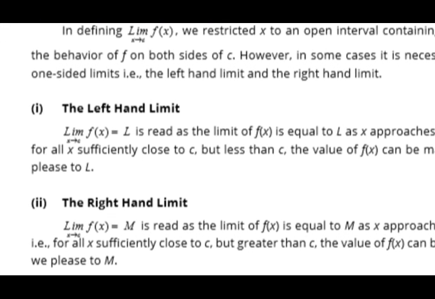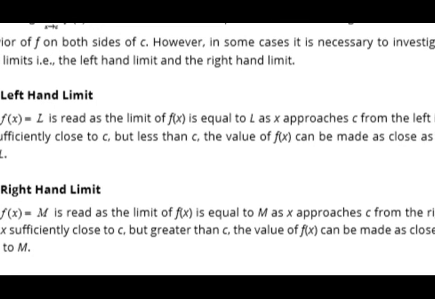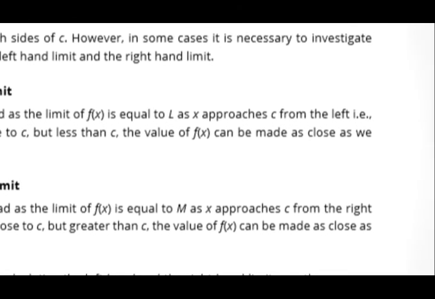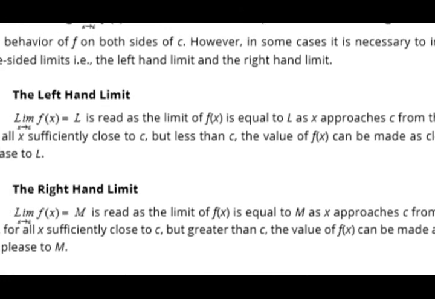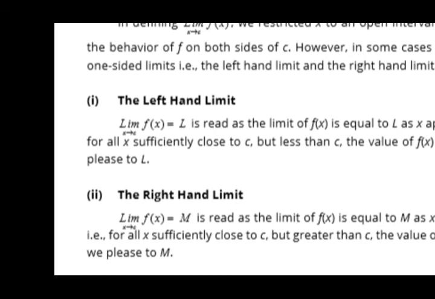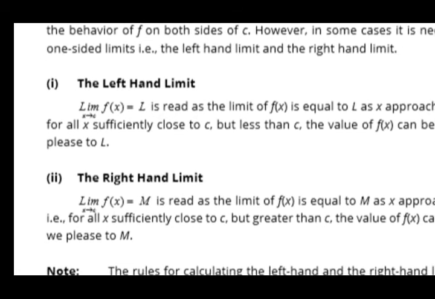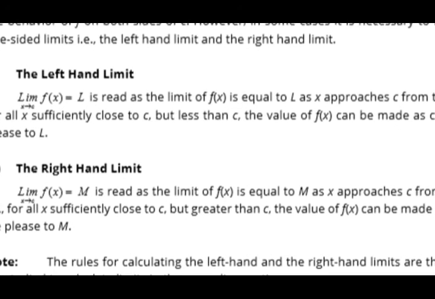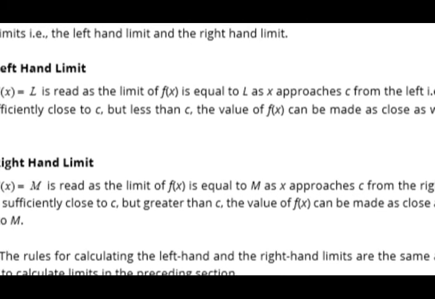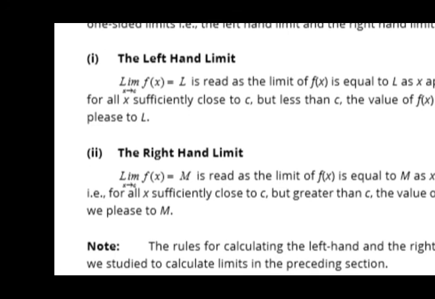Left hand limit means the value is less than c. If c is equal to 3, then the values in the left hand limit are like 2.999, close to 3. The limit of f of x is equal to L as x approaches c from the left. For all x sufficiently close to c but less than c, the value of f of x can be made as close as we please to L.